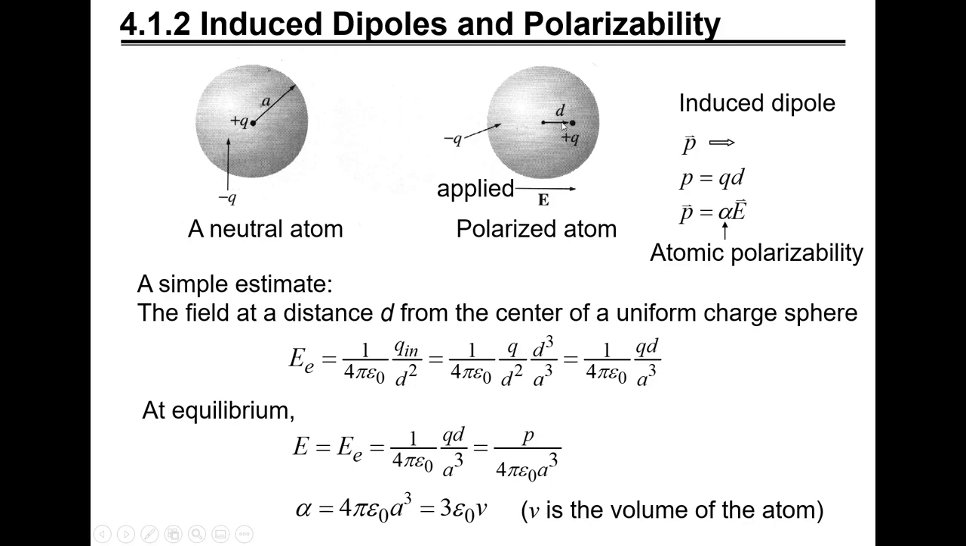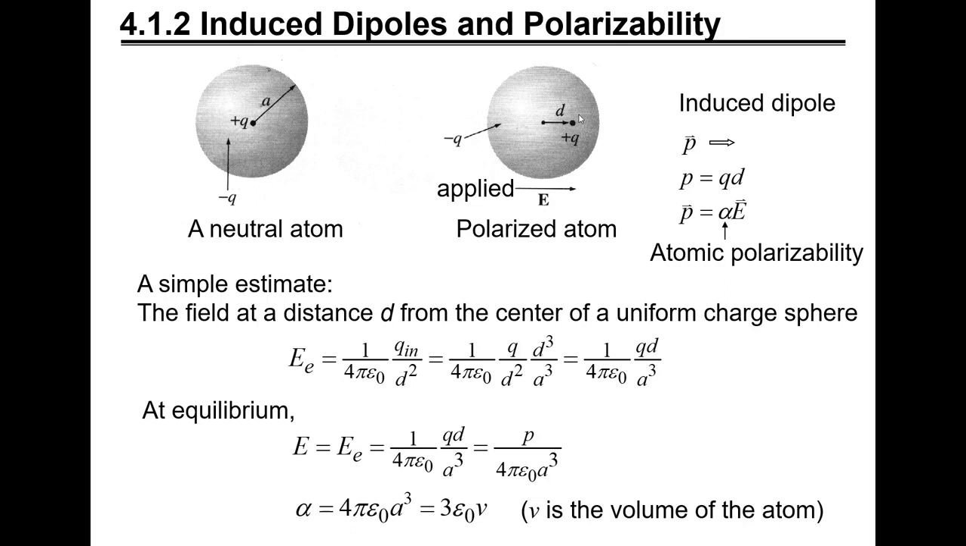So this d here is extremely small, and the electron cloud will be shifted slightly to the left. Let us assume that the equilibrium is established when the attraction between the electrons in the electron cloud and the protons in the nucleus is equal to the force caused by the external electric field that is pulling the electrons and the nucleus apart.